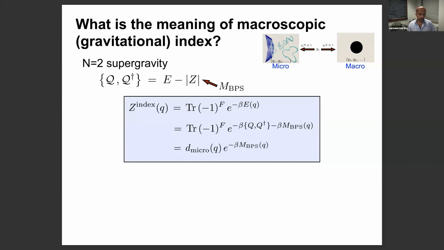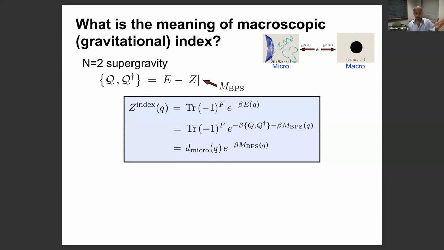Okay. So now, if you write an index which is slightly different from what I showed you, it's trace (-1)^F e^(-beta E), which is what you would naturally do from infinity. You see that the split says the old Witten index times e^(-beta M_BPS). And if you're in a sector of a fixed charge, that's just a constant factor. So that's the microscopic index that you calculate times e^(-beta M_BPS). Okay? You can rework this in other ensembles. If you take a canonical ensemble, you can make the whole thing into an index. All right. So that's the index you want to calculate in the microscopic theory.